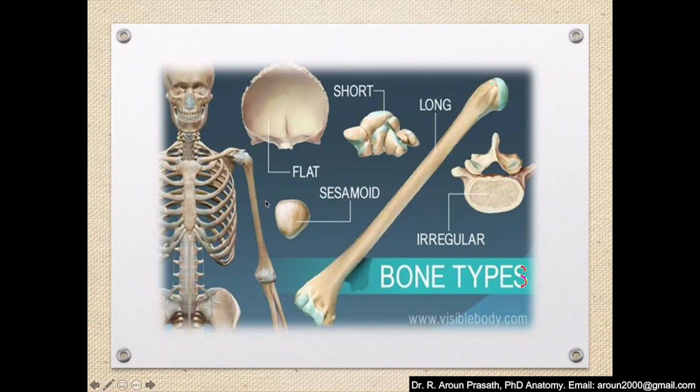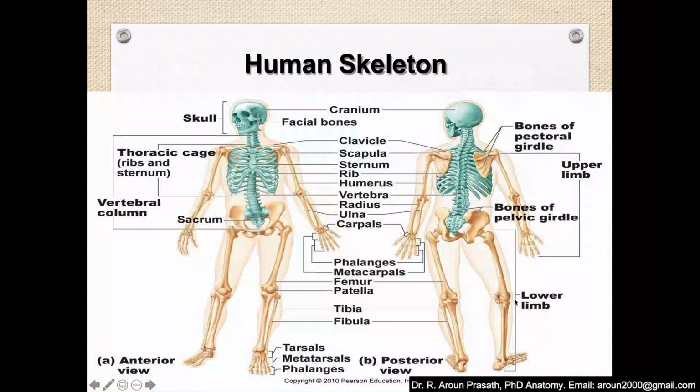Then the sesamoid bone. What is a sesamoid bone? Any bone that is placed inside the tendon of a muscle, we call a sesamoid bone. I will teach you when I am teaching the bones of the upper limb. Then you have the short bones, which are very small in nature, and the long bones and irregular bones. So these are all the different types of bones that are present.